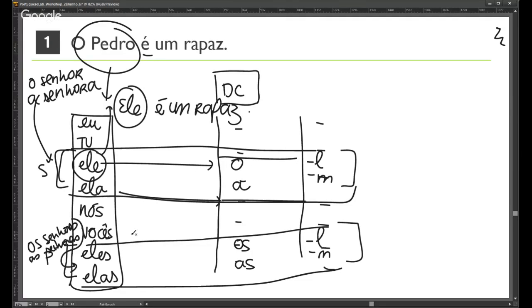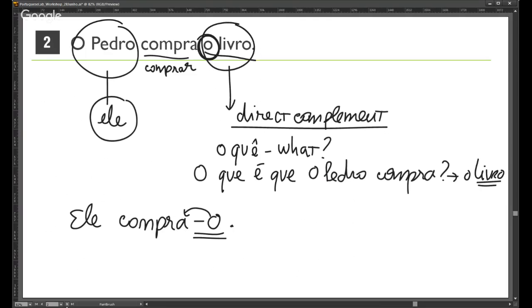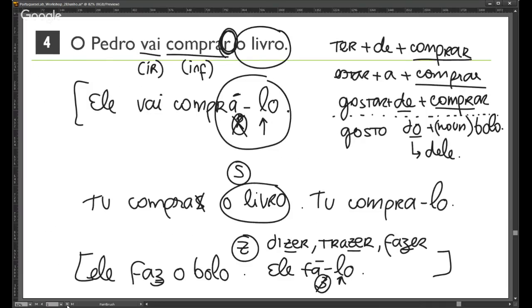Muito bem. So direct complement. Every time you want to substitute a noun in the sentence that has the role of the direct complement, this is what you're going to do for the third person, singular and plural. But let's see what other types of pronouns we can have. Moving on.